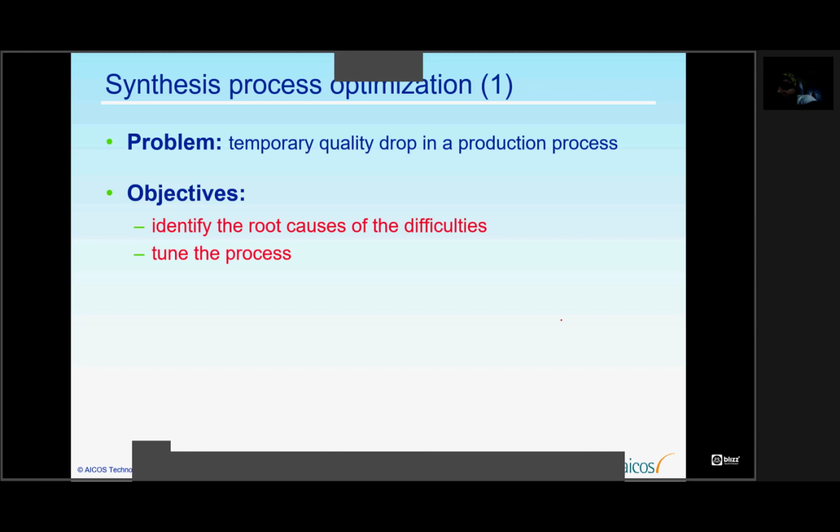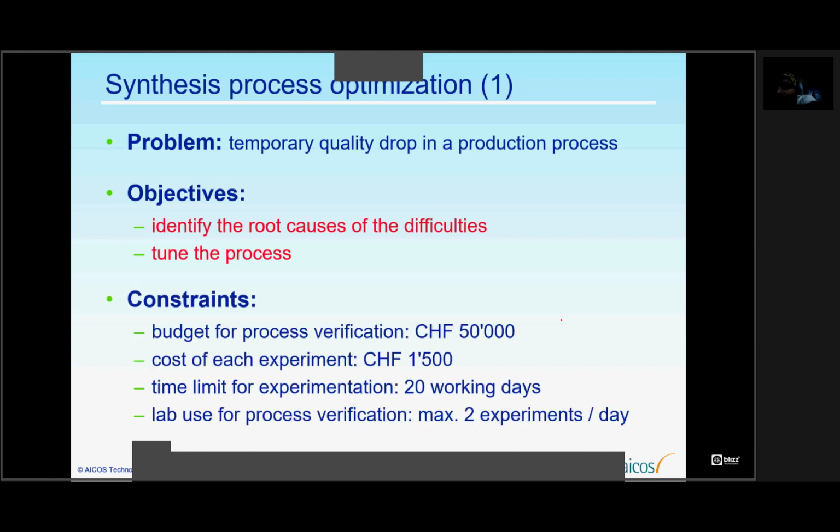The objectives were obviously to identify the root causes of the difficulties, to tune the process as well, and then there were, of course, some constraints. One wanted to solve the problem efficiently, so it should not take too much time because it was critical for the production. So there was a time limit of 4 weeks for the experimentation, and of course a financial limitation as well. So knowing this and knowing the cost on the time needed for each experiment, you can calculate easily how many experiments can be done, and this is done by the software as well.